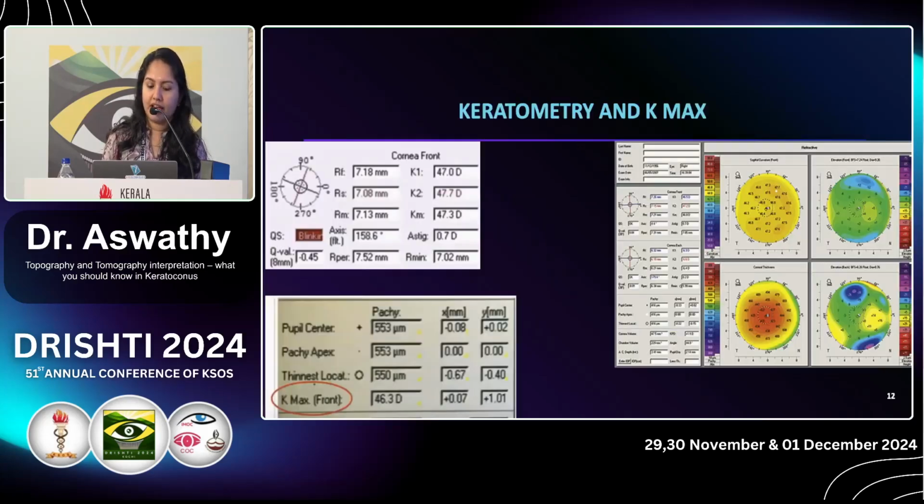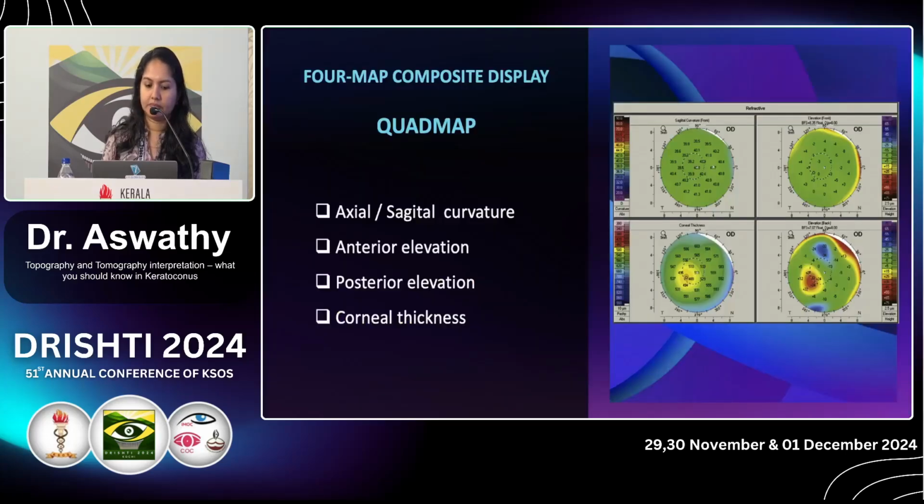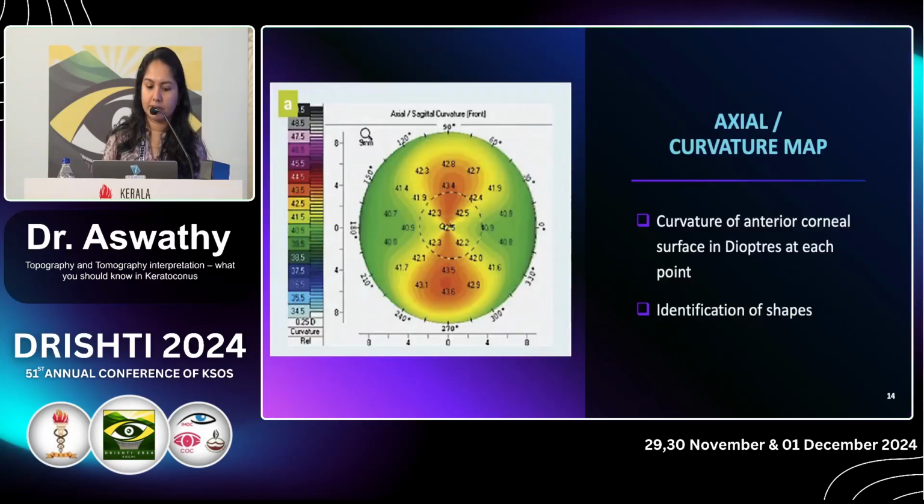Next are the keratometry values that are depicted. If the keratometry Kmax value goes above 47 diopters, you have to be suspicious of an ectasia. Next, we have the quad map that consists of 4 maps. One is the anterior sagittal curvature, which is similar to the topography image that we get. Then there is the anterior elevation, posterior elevation, and corneal thickness maps.